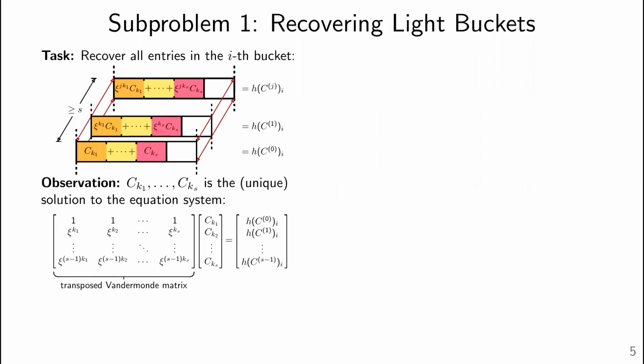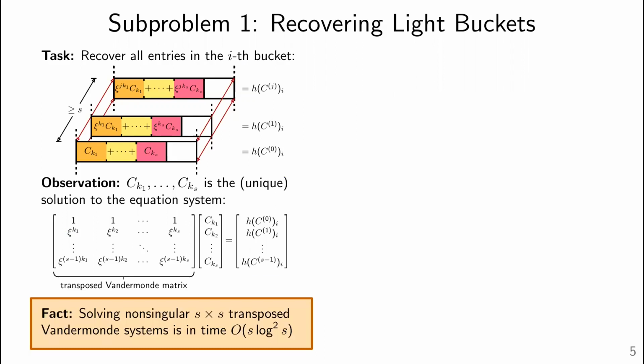The entries hashed to this bucket, c_k1 through c_ks, form a solution to this equation system, where on the left-hand side we have some matrix which depends on xi, and on the right-hand side we only have exactly the ith entries in all the hashed auxiliary vectors. Moreover, this matrix has a very special form. It's what you would call a transposed Vandermonde matrix. And for this type of matrices, it is known that you can do linear algebra faster than for arbitrary matrices. In fact, solving s by s transposed Vandermonde systems is in time s times log squared s. Now, the main reason why we can do the recovery is because we can exploit this fact. So let's see how we can apply this in the algorithm.